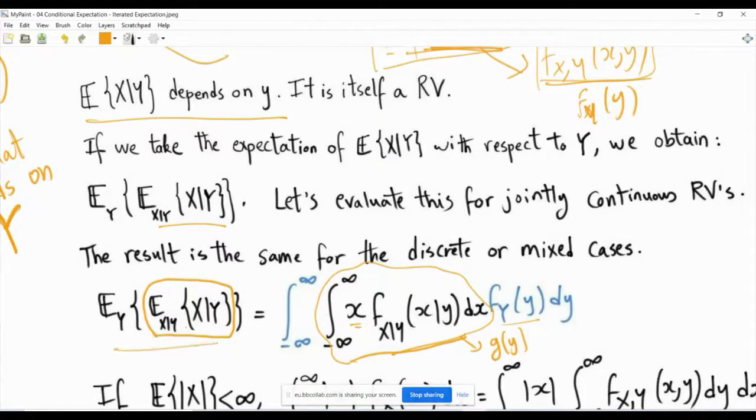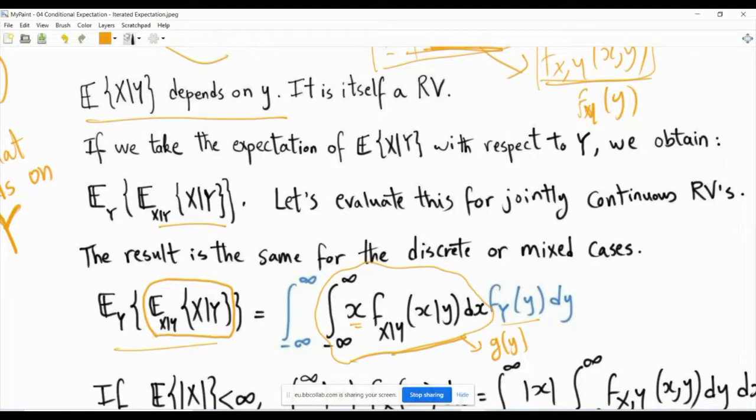So we want now to investigate this quantity here. What happens if you do the conditional expectation of x given y, which is the expectation of x using the conditional PDF of x given y, and this will generally be a function of y. What if we take this function of y, multiply it by the PDF of y, and then integrate? So what if we take the expectation with respect to y? Okay, so we have this double integral.